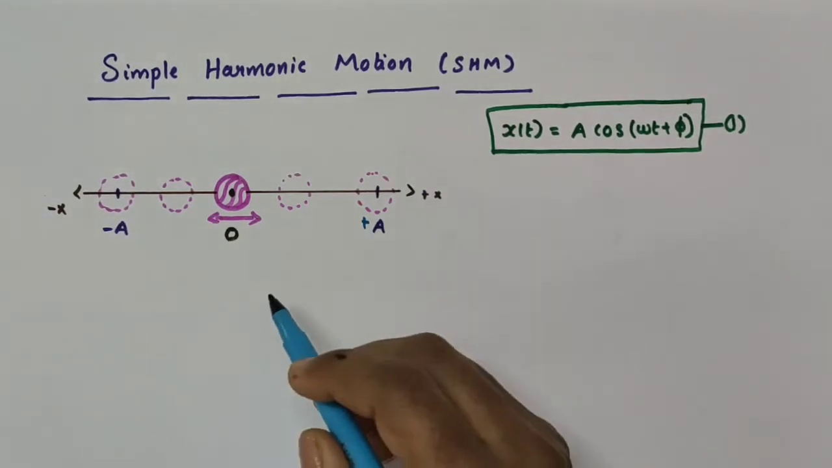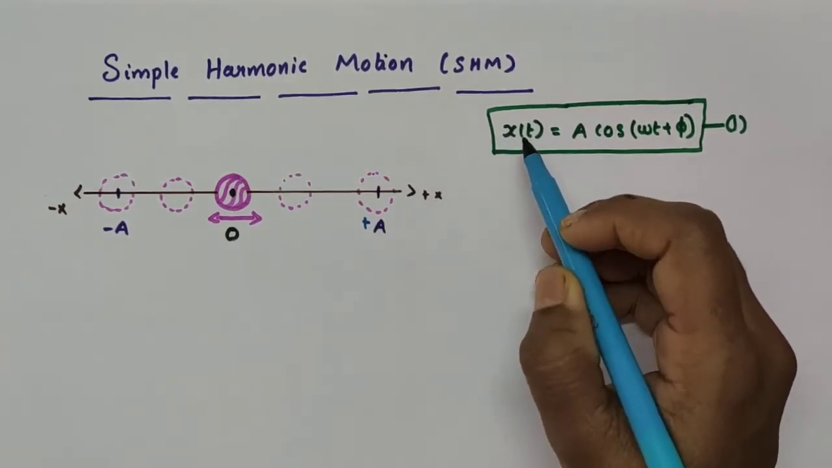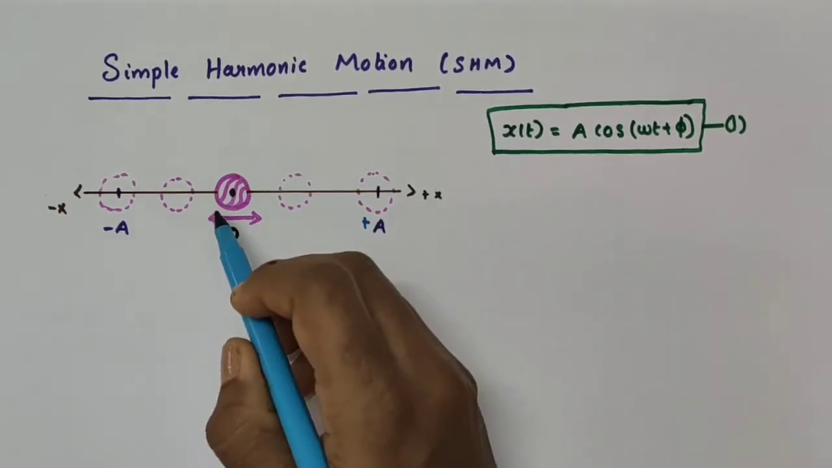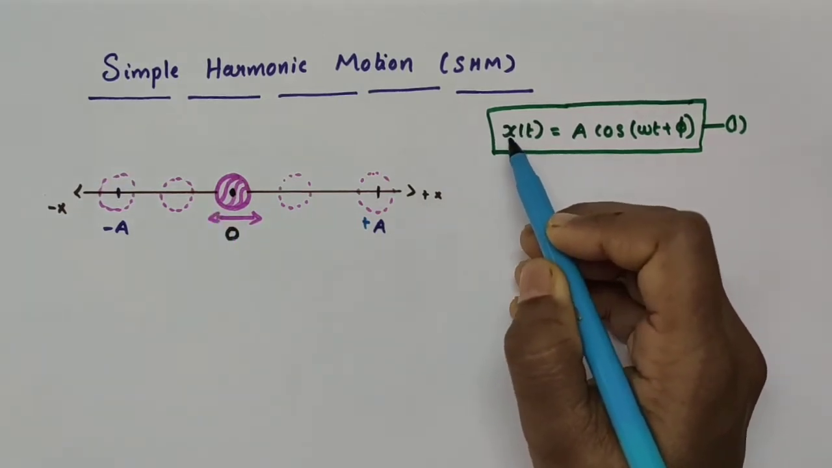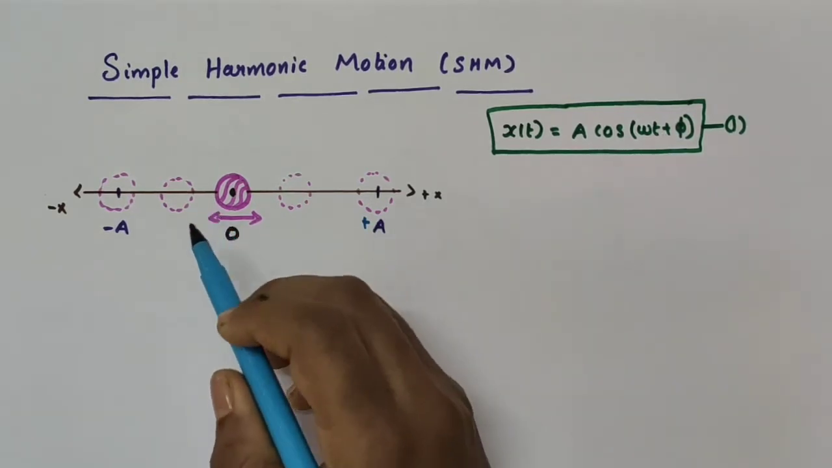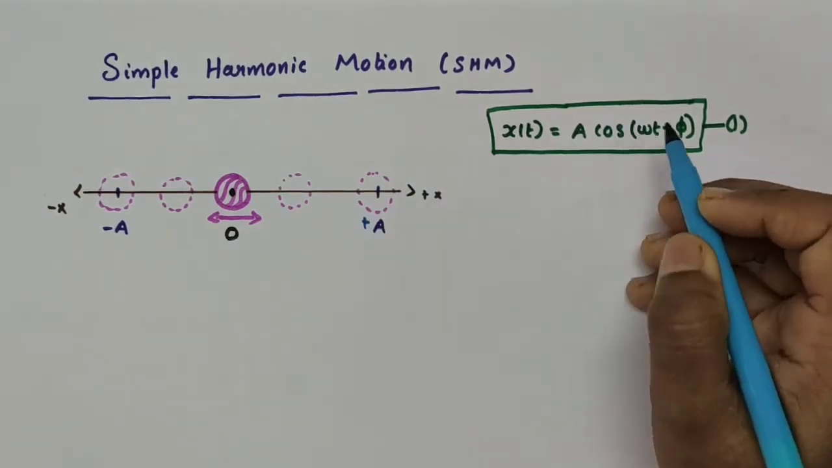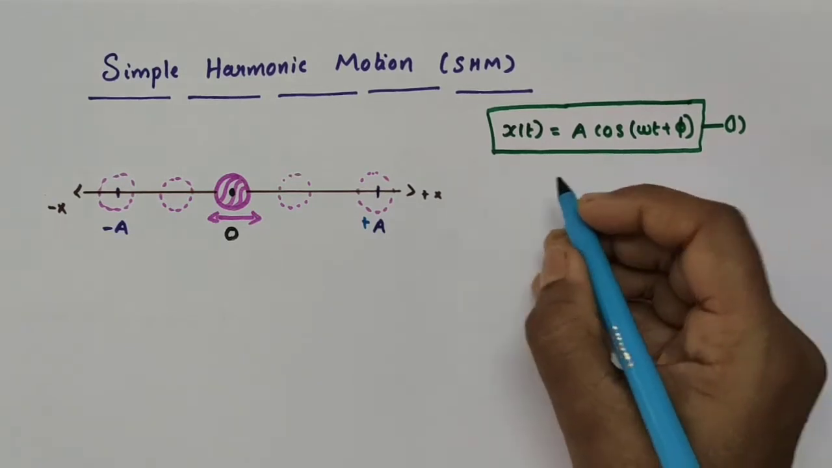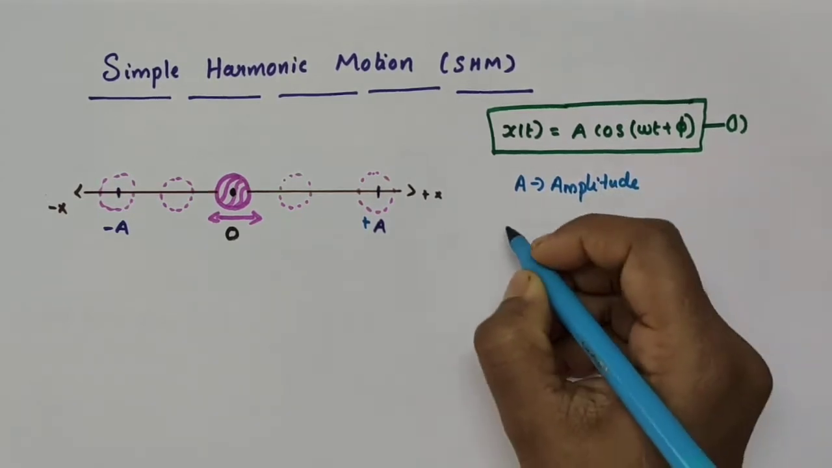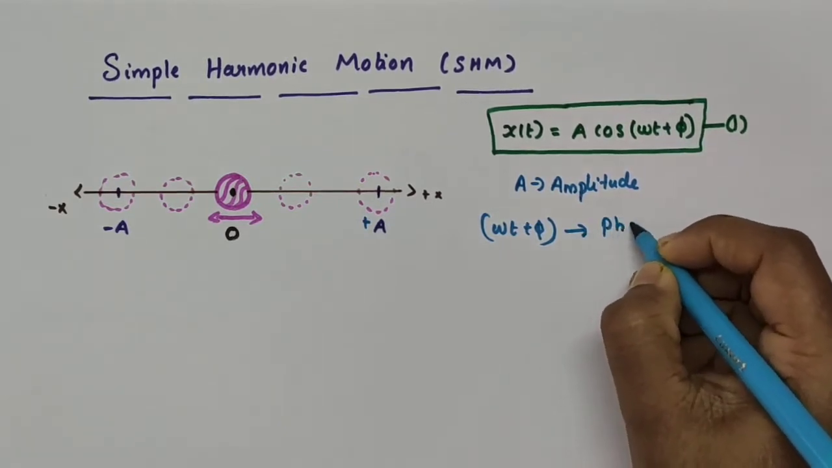This oscillatory motion of the particle is said to be simple harmonic if the displacement of the particle x from the origin O varies with time as x of t is equal to A cos of omega t plus phi. Then this oscillatory motion of the particle is said to be simple harmonic motion, where A, omega and phi are constants. A is the amplitude of oscillation.